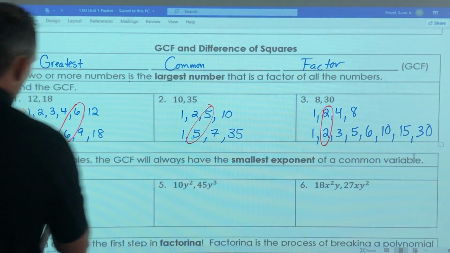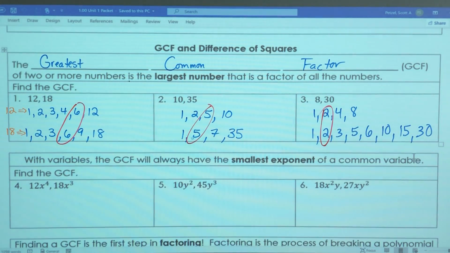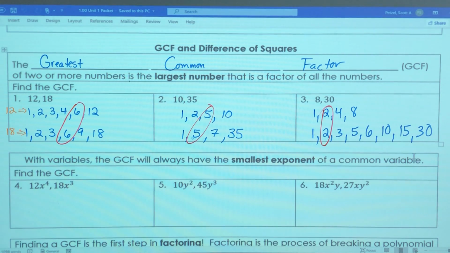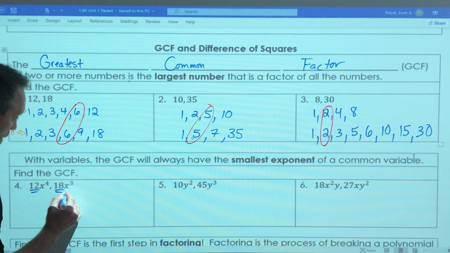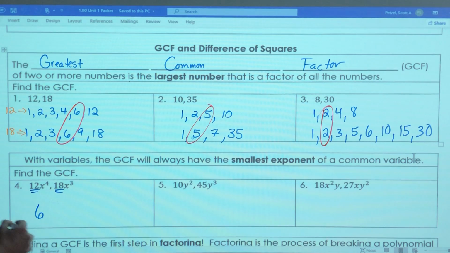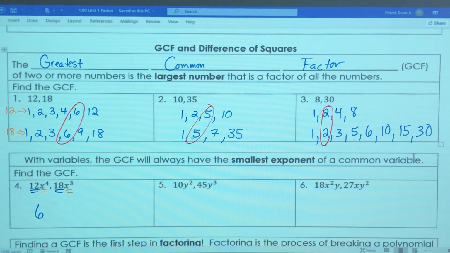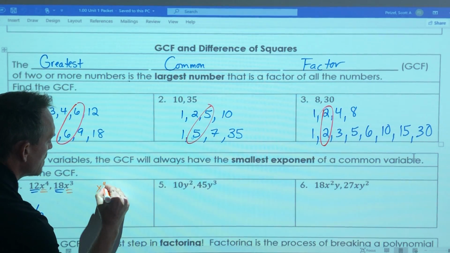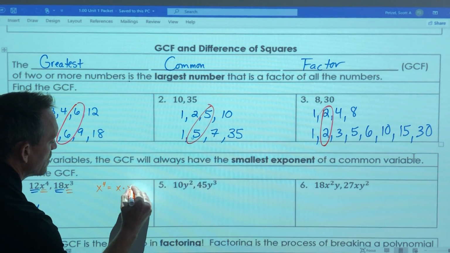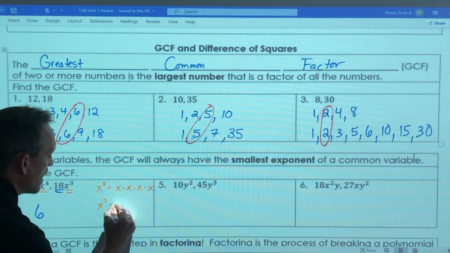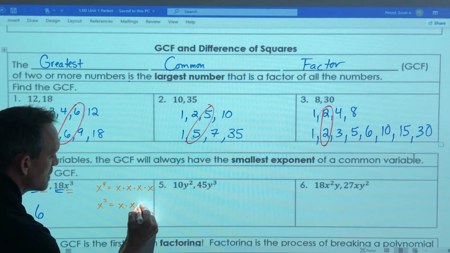So now we're going to add variables to it. Variables the same way, okay? So we already know our number GCF for 12 and 18 from up here is 6. Now we have to determine what's the GCF of these two. Well, if you think about it, x to the 4th can be written out as x times x times x times x, and x to the 3rd can be written out as x times x times x.